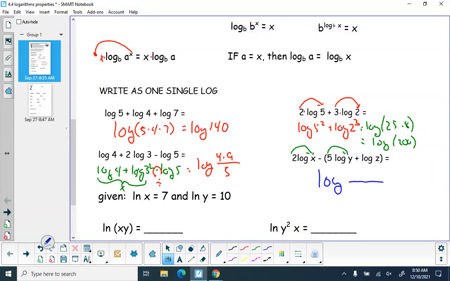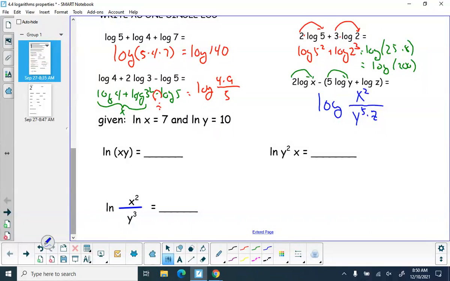Amber, what do you get here? A log of what? X squared, y to the fifth power times z. Okay, where are we going to put that? On the bottom. So we have x to the second divided by y to the fifth z, because we're subtracting off that entire quantity.